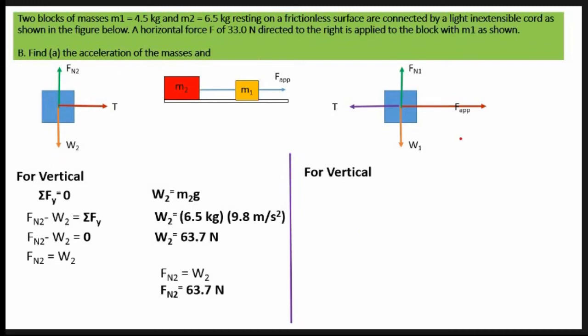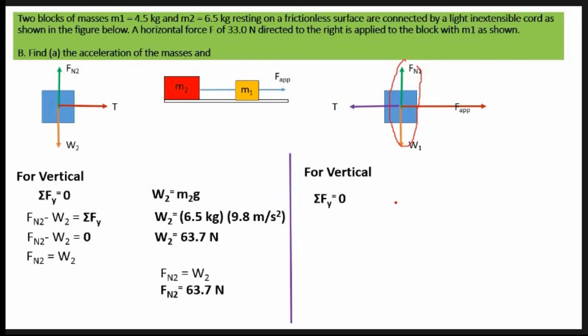Next would be mass 1. Same thing here. The weight and the normal force are equal, so we could assume that the summation of the force in the vertical direction is 0.